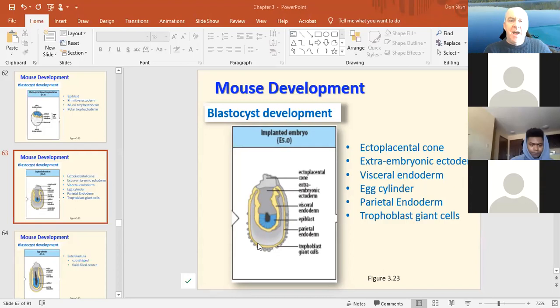These are going to attach to the uterine wall and release hormones that are going to cause the blood vessels of the mother to remodel, to change. So that's going to be the start of the production of this, what do you call it?